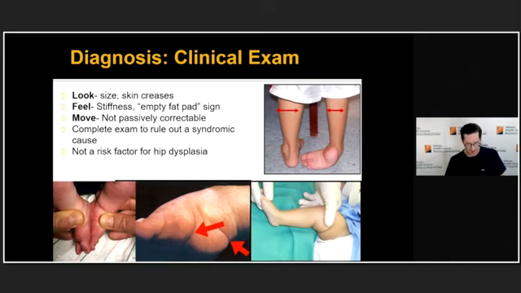We move the foot to see if it's passively correctable. Again, this is going to help us differentiate it from a postural club foot. And then we want to examine the entire infant or child, again, to rule out neurologic or syndromic causes such as spina bifida.